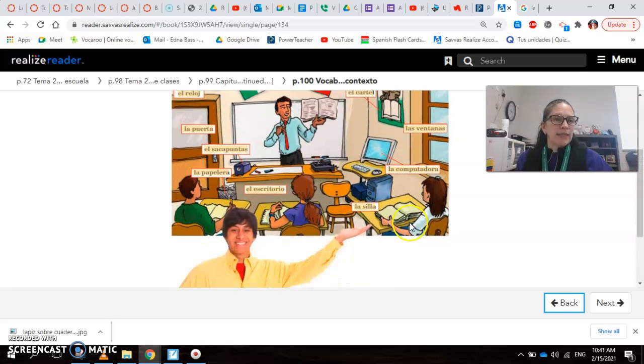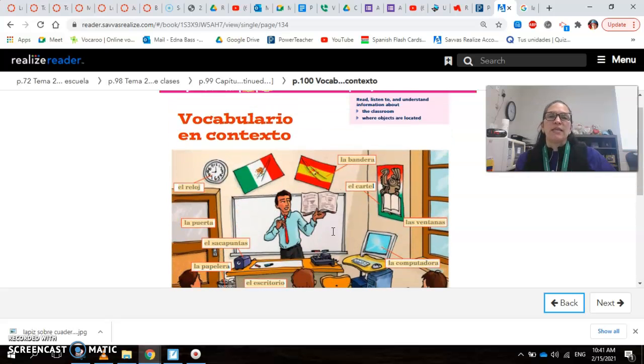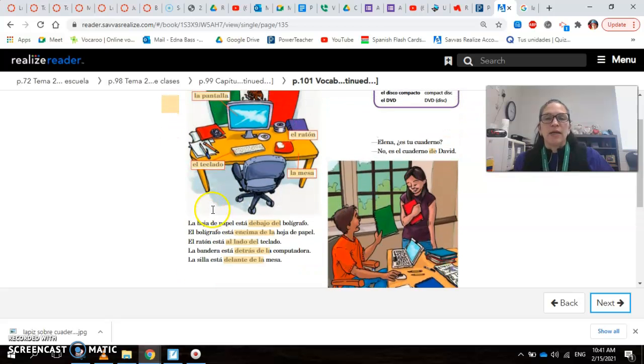Now we are going to practice using hay and using están. The difference is that hay means there is or there are, and then están is the verb to be, indicating location. On the next page, we have another example, but this one is giving us the location of the thing. So in this one, you're going to use está or están, if it's plural, always. La hoja de papel, we find la hoja de papel aquí, está debajo del bolígrafo.